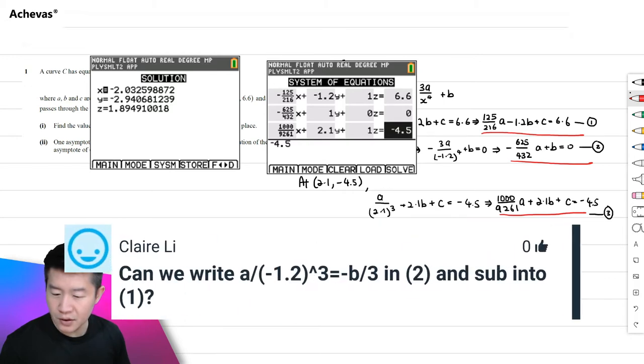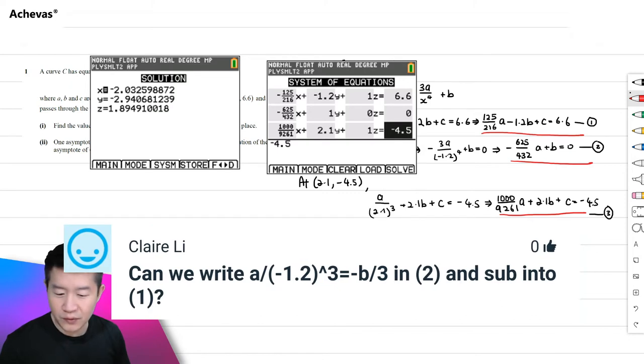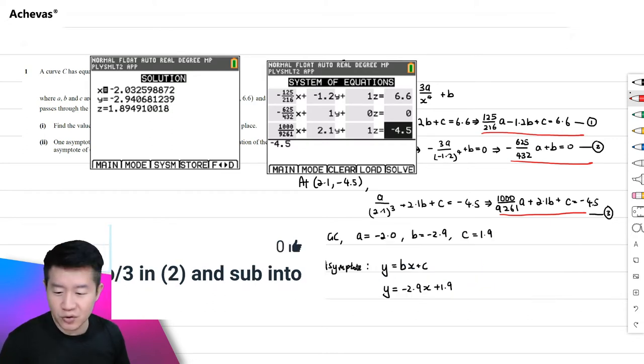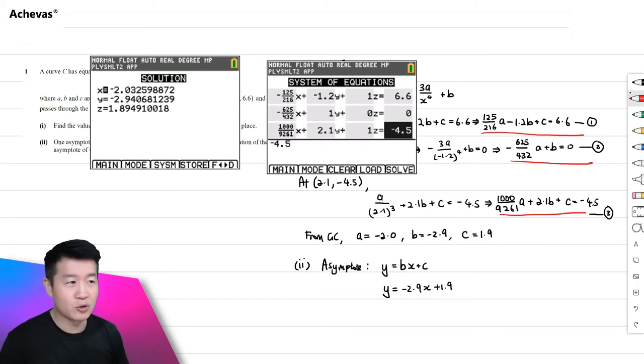And yes, I mean, Claire, if you plan to solve this a bit more manually, you can definitely try to sub equation number 2 into 1 and 3, then solve them according to what you have written, maybe just as B and C. Okay, but why not just press all the 3 into your graphing calculator and let the calculator do the rest?